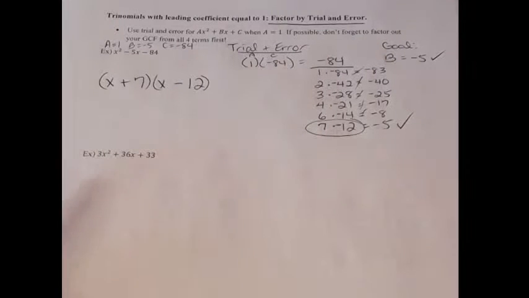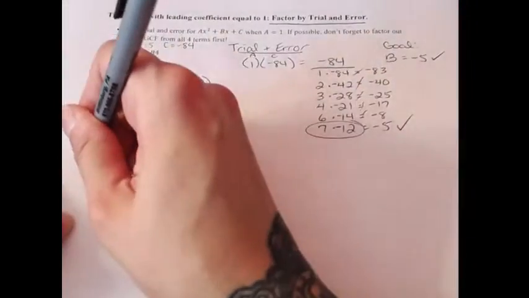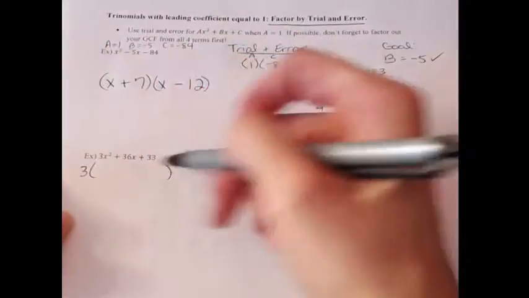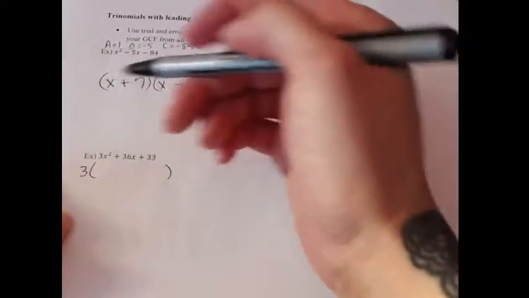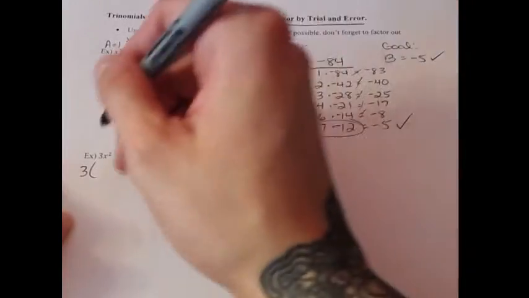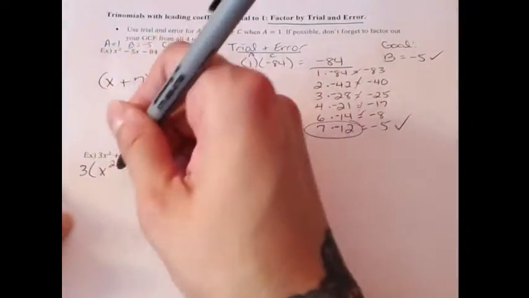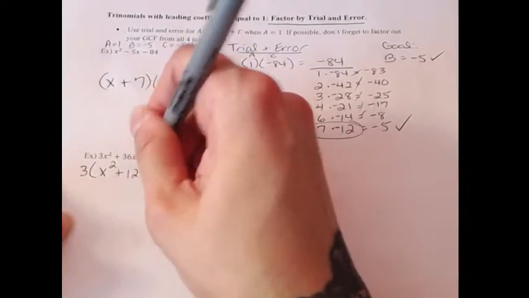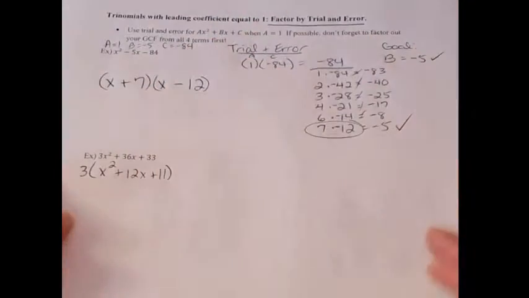So we have 3x squared plus 36x plus 33. I hope that 3 is jumping out to you like crazy. So we're going to start off by factoring out the 3. So that, yes, exactly, Kayla. So that leaves us with x squared plus 12x plus 11.